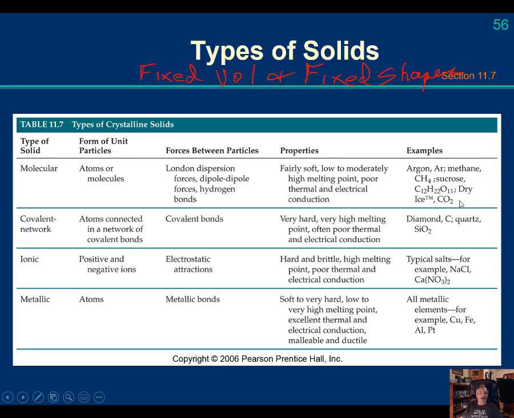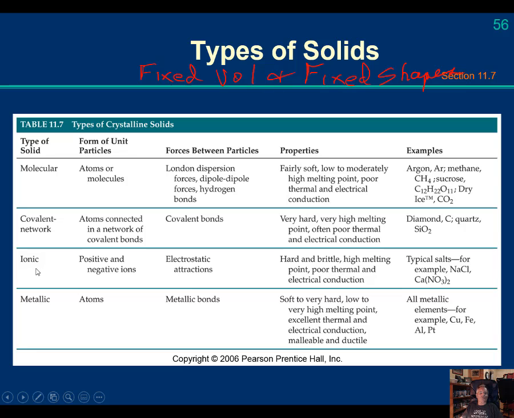dioxide that's frozen. And then we have things like covalent networks, atoms connected in a network of covalent bonds. The forces between the particles are covalent bonds, very hard in some cases, very high melting points, often poor thermal and electrical conduction. These are things like diamond, which is just carbon, connected with 4 different bonds in a 3-dimensional structure, quartz, silicon dioxide, which is sand, all covalent networks. We'll take a little closer look at that briefly.